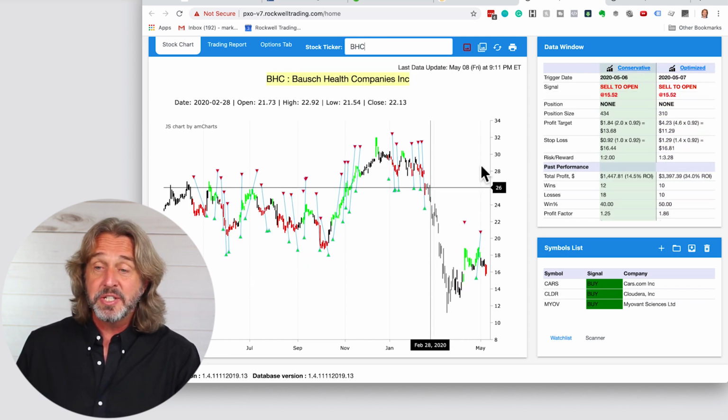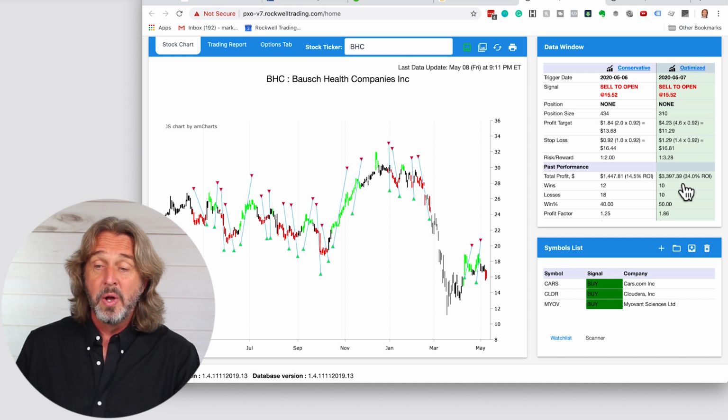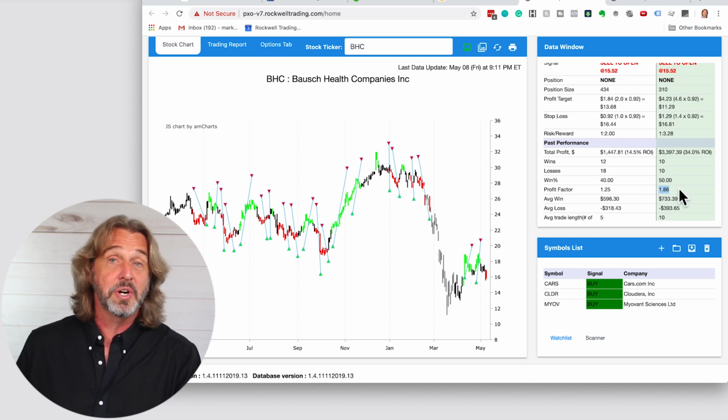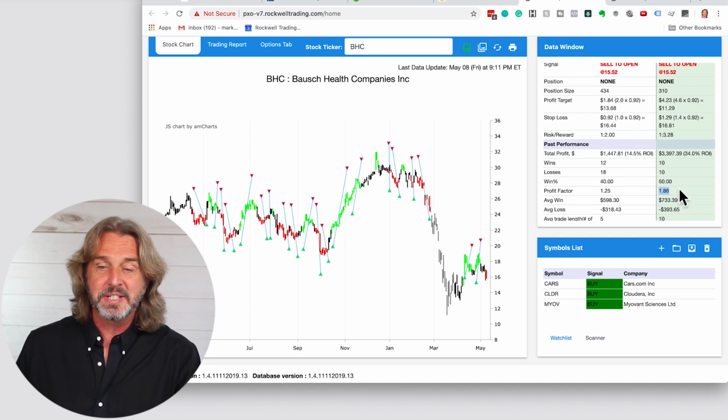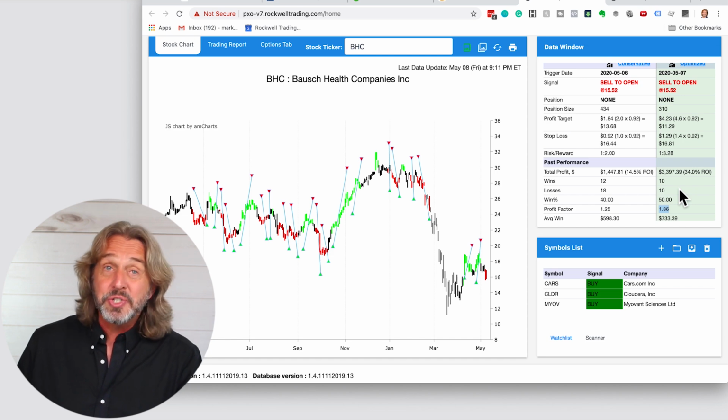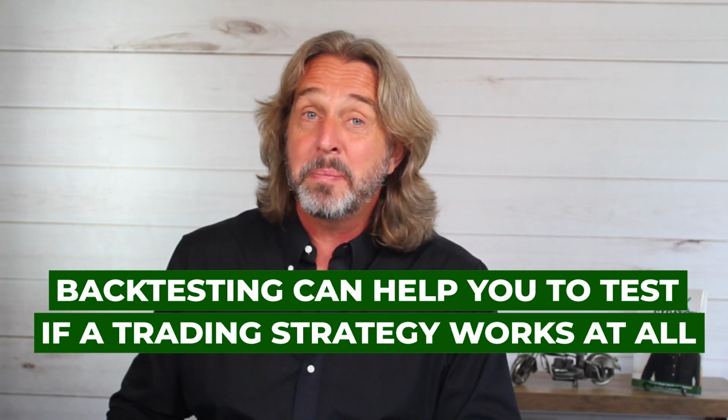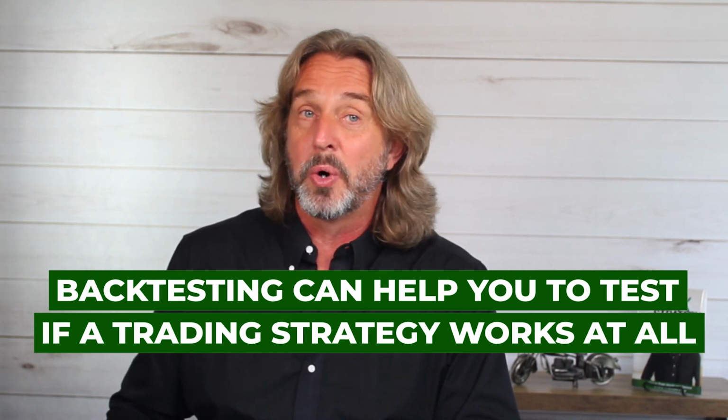When I'm excluding these crazy times, you will see that now I'm only making $3,400. Still 10 winning trades, 10 losing trades, 50% winning percentage, but the profit factor went down from 3 point something to 1.86. See, this is why it is so important that you backtest with the right data. And this is why right now my development team has worked on excluding it so that we get the right data. So backtesting has its flaws, but backtesting can help you to test if a trading strategy works at all.